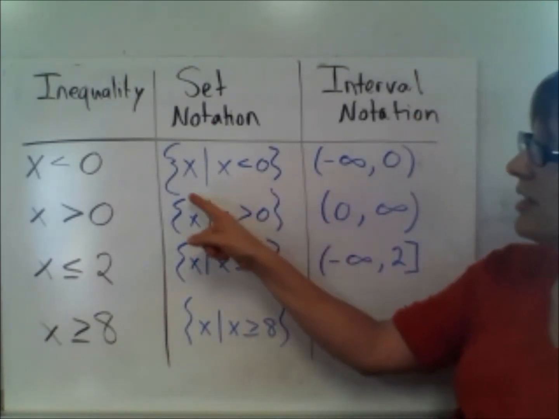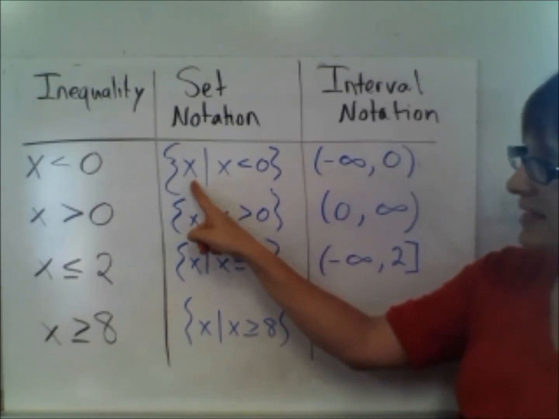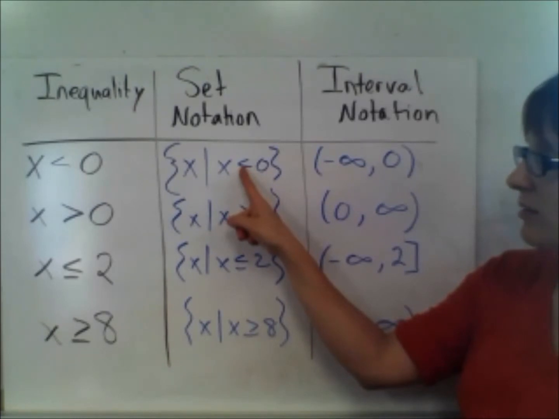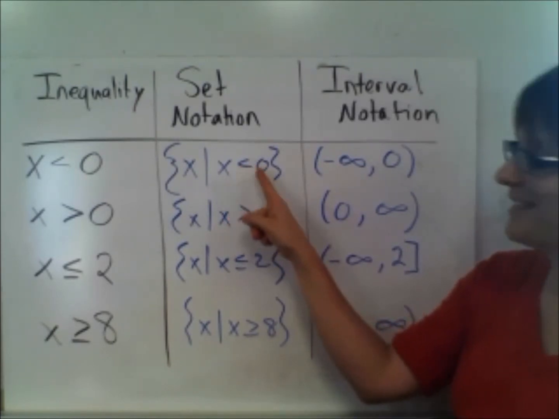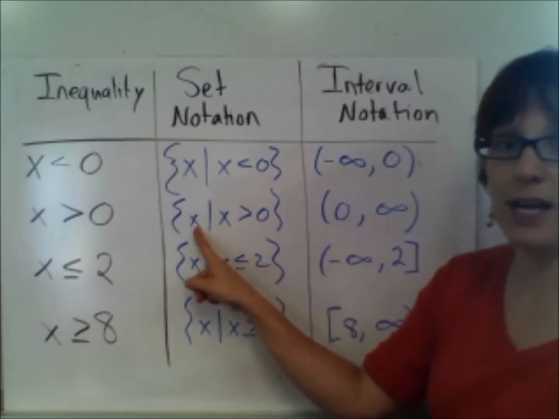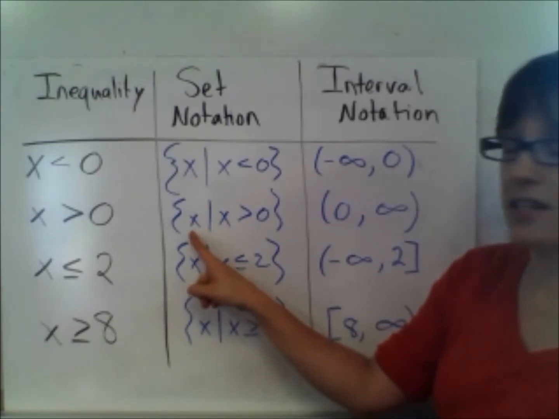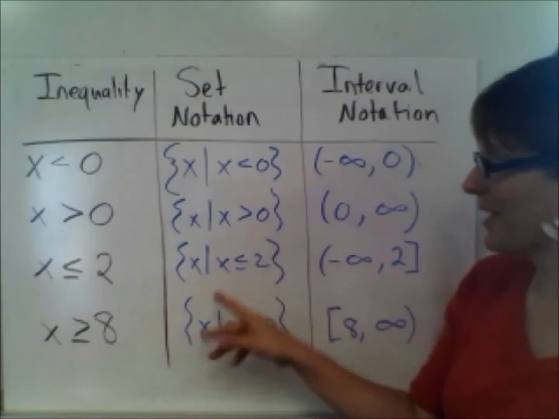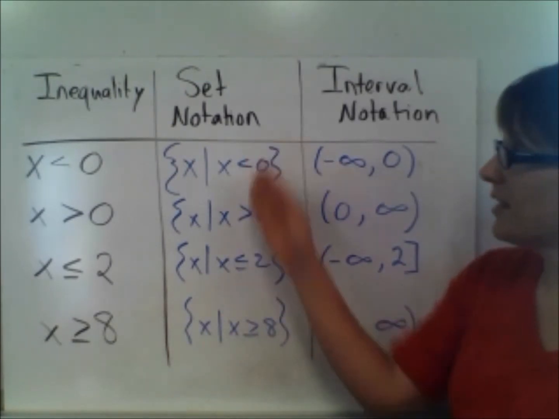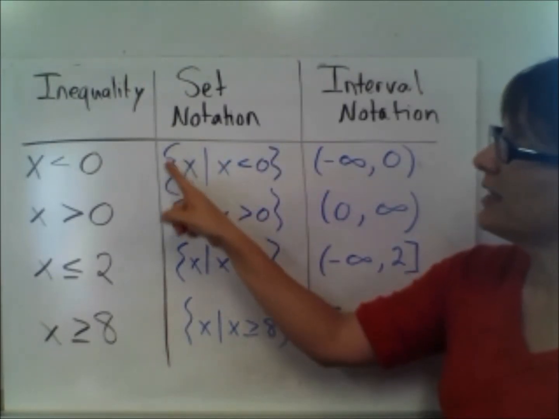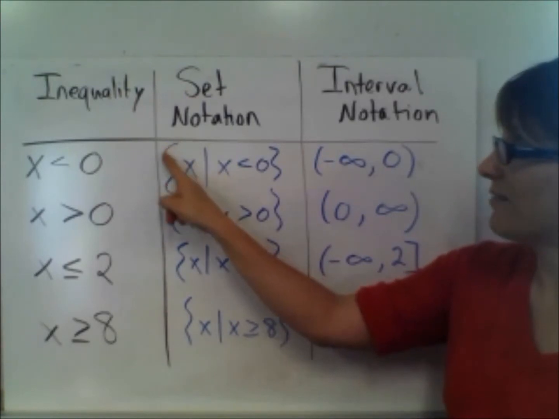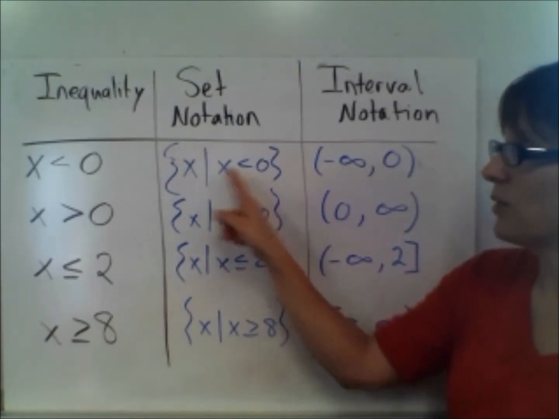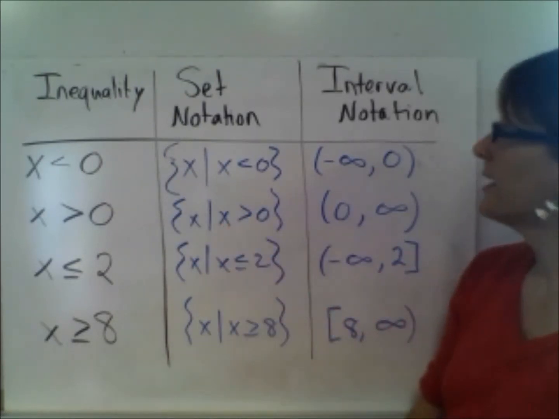Set notation is the set of x's such that x is less than 0. This one's read, the set of x's such that x is greater than 0. And it continues down. So set notation is really not very different. The only thing you have different are these brackets and then an x and a bar. But then you have the same inequality.